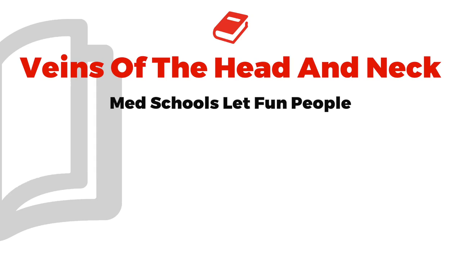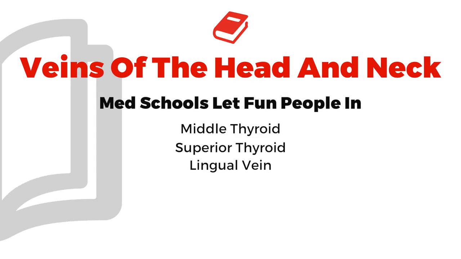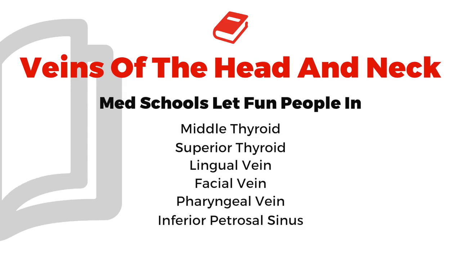And while we're on the internal jugular vein, when you think about all the things that go into it, this is a mnemonic that some people like that might help you get these key points down quickly. So you can organize it this way. Med schools let fun people in. So you can look at that quickly and make sure you got it. Middle thyroid, superior thyroid, lingual vein, facial vein, pharyngeal vein, inferior petrosal sinus. Those are the key things there that go into the internal jugular vein.